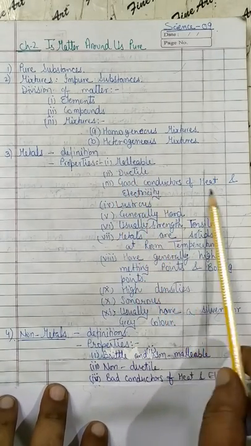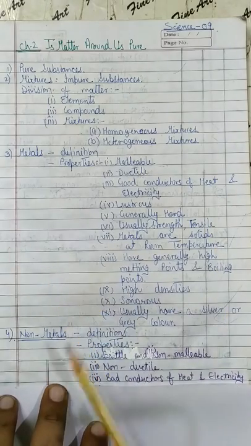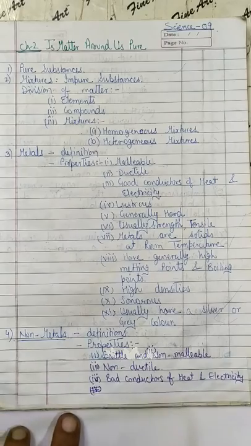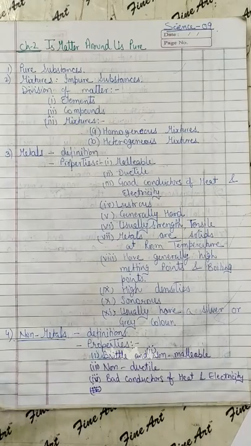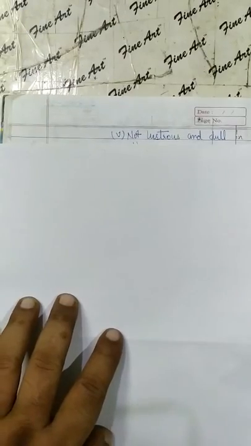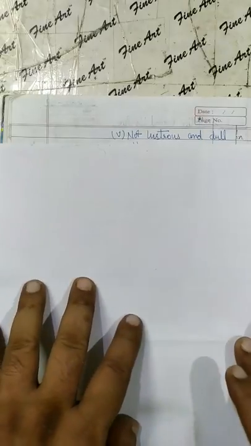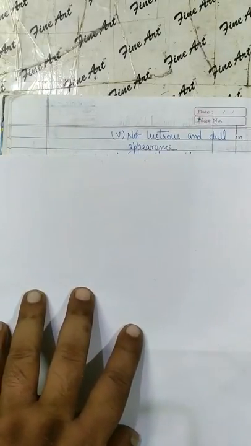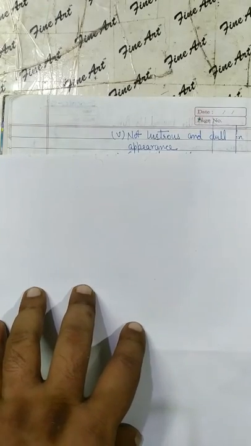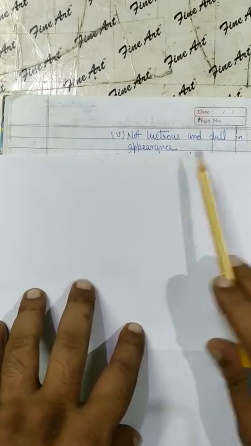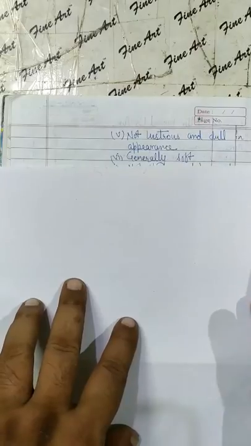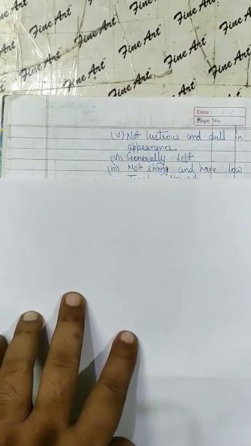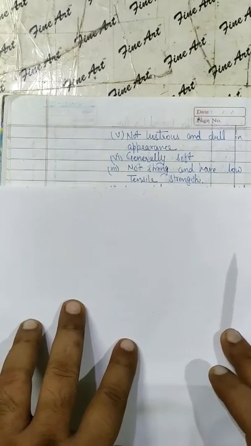Then metals are good conductors of heat and electricity here. Okay, and here the non-metals are bad conductors of heat and electricity. After this comes not lustrous and dull in appearance. The non-metals are not lustrous as metals are lustrous, and non-metals are dull in appearance, right? Next, non-metals are generally soft. Non-metals are not strong and have low tensile strength.